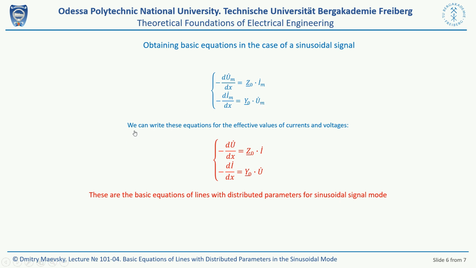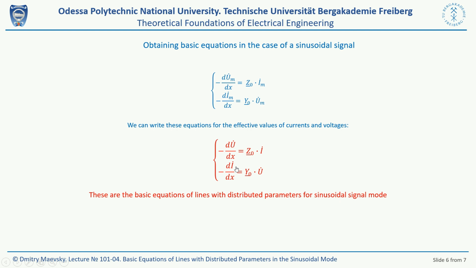In the future, to simplify the equations, we will write them not for complexes of amplitude values of currents and voltages, but for complexes of their effective values, as shown here. Look, in this system, there is no longer an m-index next to the complexes of currents and voltages.